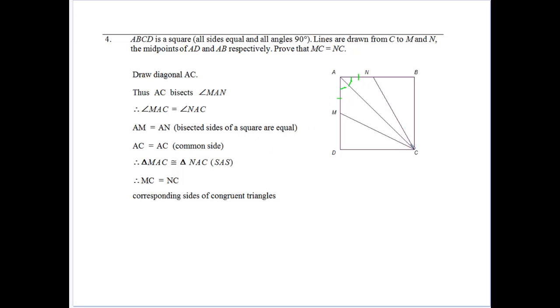AM and AN must be equal because these two points bisect the sides of a square, and we know the square's sides are equal, so they must be equal when they bisect it. And then we've got AC is common, and therefore we have two sides and the included angle, which means we must have congruence of those two. And therefore we can say that MC and NC must be equal because they're corresponding sides of congruent triangles. They like putting that type of question in as a last part of a problem. Nice little mark. And that's all we need to really say. It's like, I've just proved congruence. Two sides there, they're in congruent triangles, so they must be the same.